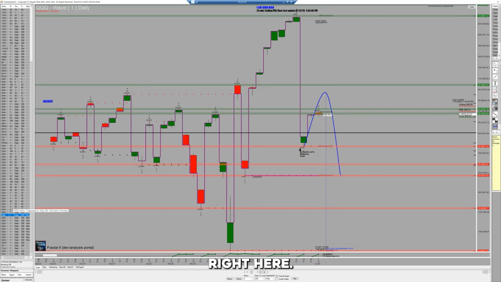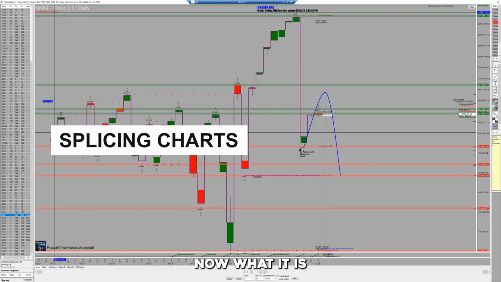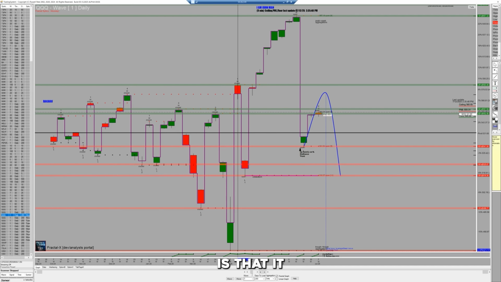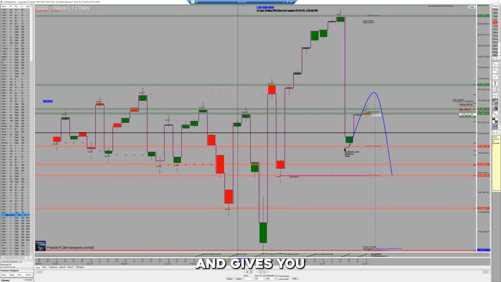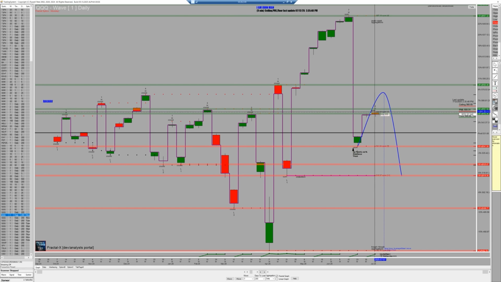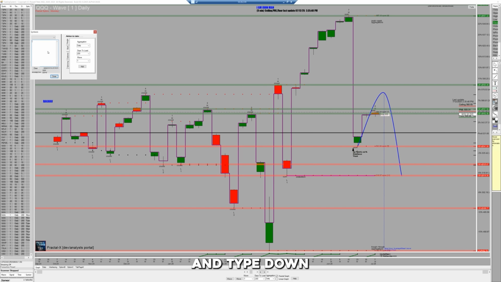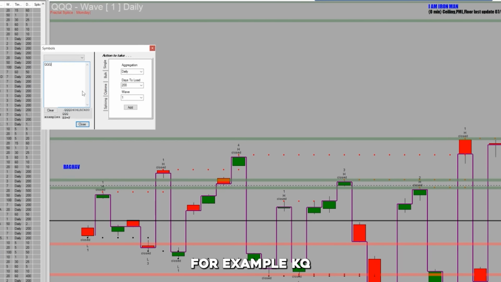Now I'm going to show you this graph right here. This is the Monday splicing. It takes all the Mondays in the past 200 days and gives you a chart for that. This is the splicing chart, and to get it on your chart, I right click on add, type down, for example, QQQ, and go into splicing.